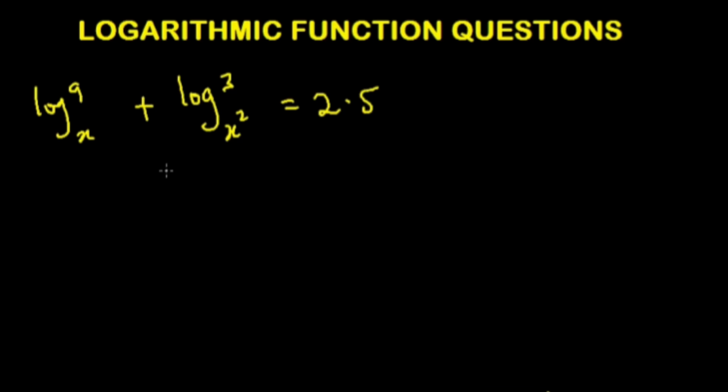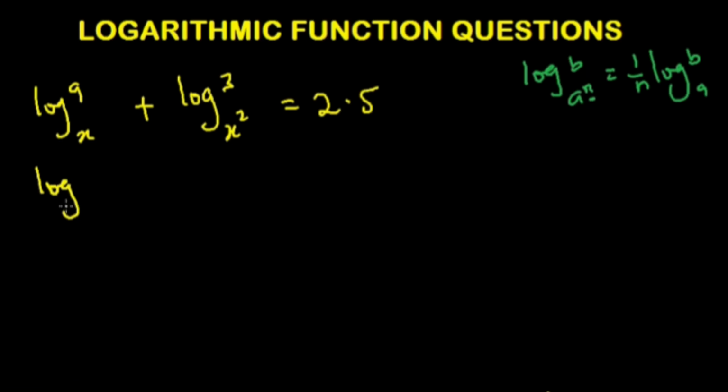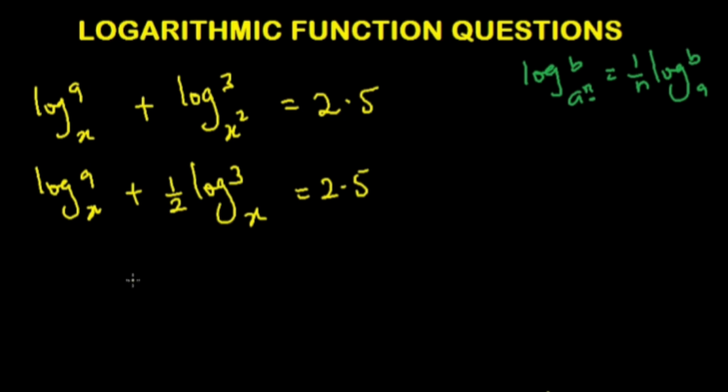What we need to do here is just to apply our normal rule. We know the rule of logarithm here, that when a power of n comes to the other side, it becomes 1 over n, log base b of a. Since we apply that here, we have log base x of 9 plus 1 over 2 log base x of 3 equals 2.5. So I can still bring this power up, and it becomes log base x of 9 plus log base x of 3 to the power of 1 over 2. Then 2.5 in the real sense is 5 over 2.